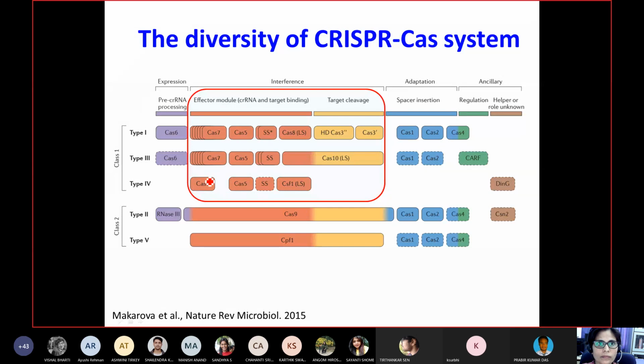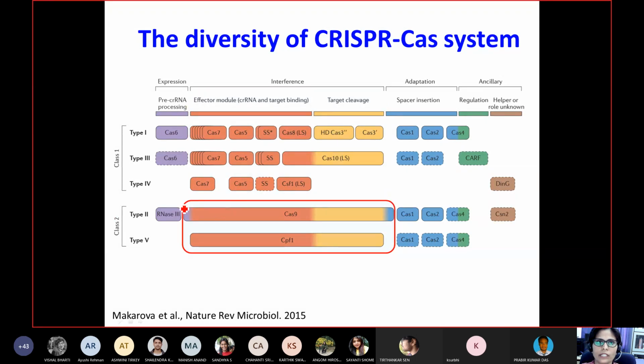Now coming to class 2, the system is different because they have just one protein that is able to carry out the whole immunity interference step. For example, the type 2 system, which we will study in detail, has only one protein, namely Cas9, and that is sufficient to carry out the whole interference step, that means the cleavage step. Apart from that, they have common Cas proteins in all the cases, for example Cas1 and Cas2, which are important in the adaptation.